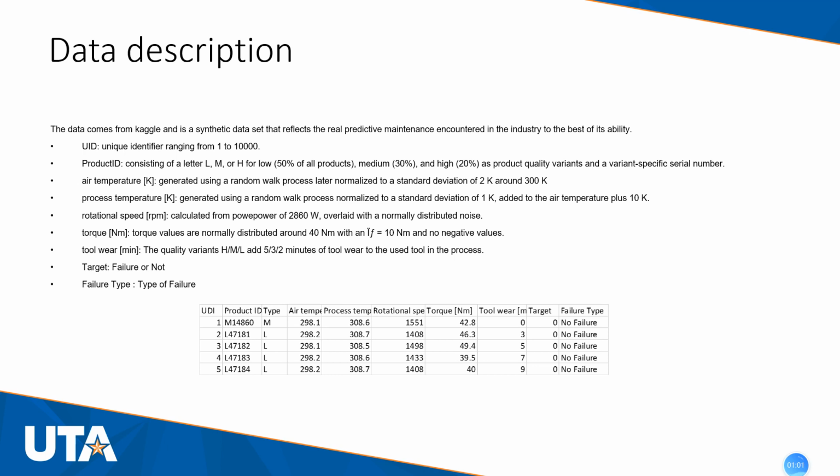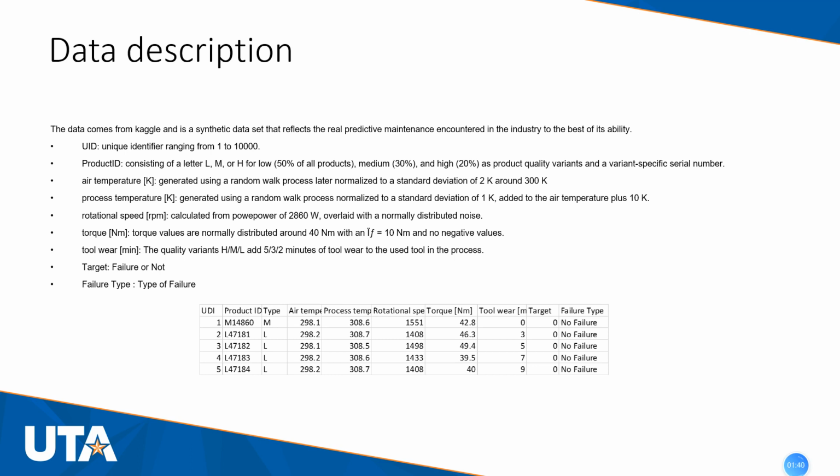First, the data description. This data comes from Kaggle and is a synthetic data set that reflects real predictive maintenance in the milling machine industry. The ID runs from 1 to 10,000, and the product ID includes the machine type L, M, or H and a generated product number. The important features are air temperature, process temperature, rotation speed, torque, and tool wear.